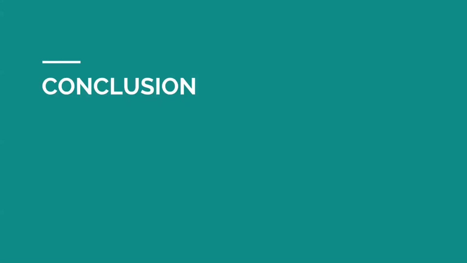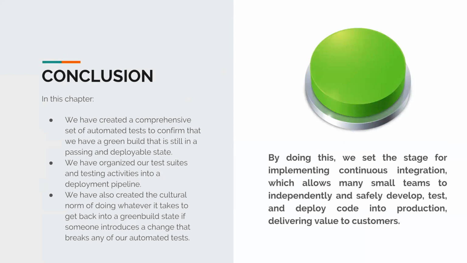And in conclusion, in this chapter, we've created a comprehensive set of automated tests to confirm that we have a green build that's in a passable and deployable state. We have organized our test suites and testing activities into a deployment pipeline. And we've also created the cultural norm of doing whatever it takes to get back into a green build state as soon as possible if somebody introduces a change that breaks any of our automated tests. And by doing this, we set the stage for implementing continuous integration, which allows many small teams to independently and safely develop, test, and deploy code into production, delivering value to customers. And that's what it's all about.